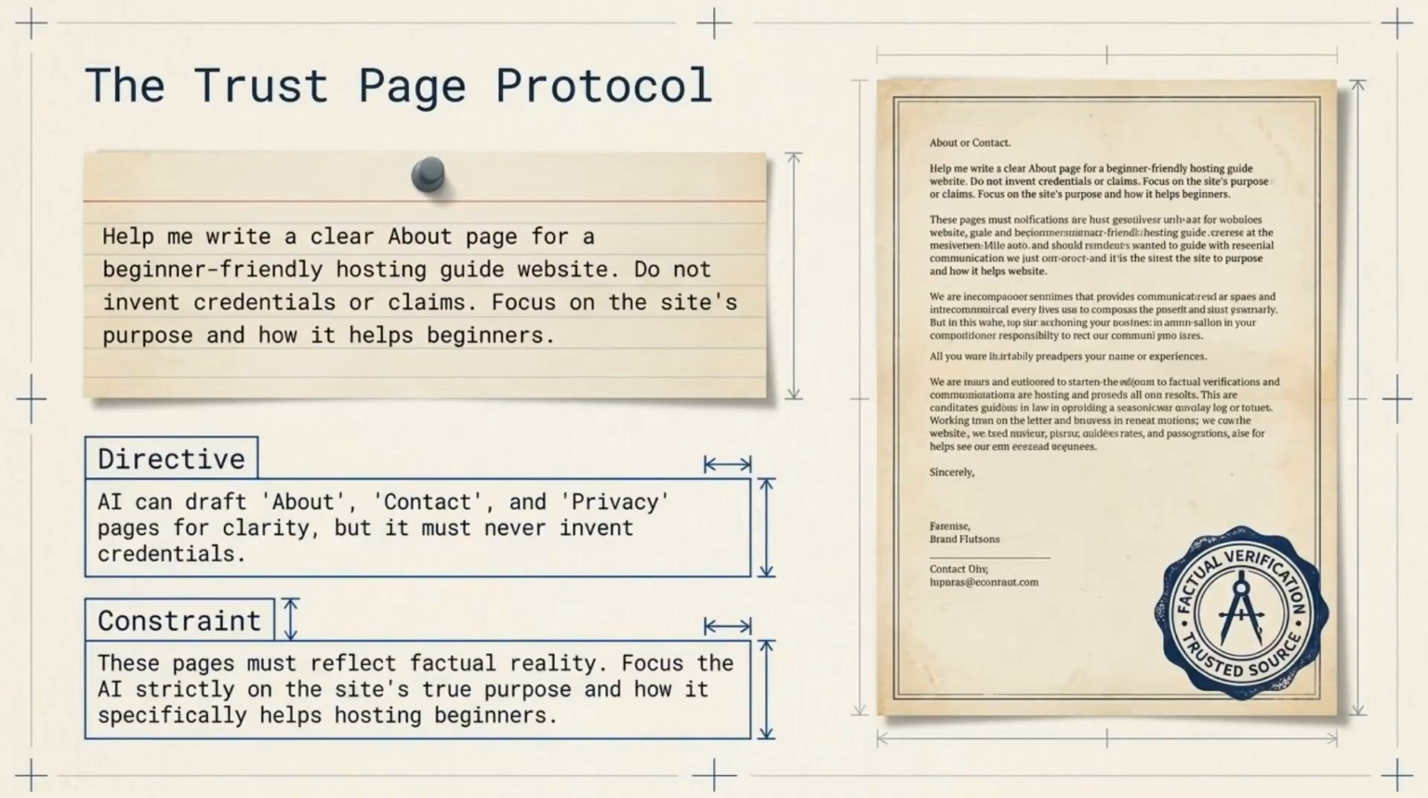For pages that build trust, like an About or Contact page, use the Trust Page protocol. The directive is to let the AI help with clarity, but the constraint is that it must never invent credentials or claims. Focus it strictly on your site's true purpose and how it actually helps beginners.